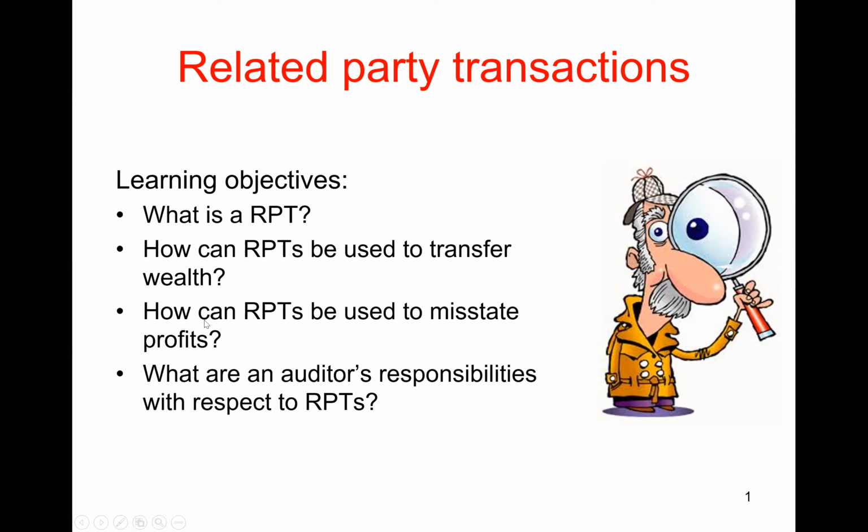And then the second problem is that related party transactions can also be used to misstate profits. Now, sometimes when a fraud occurs, it involves both of these. Sometimes it involves both stealing and misstatement of profits, but it doesn't always involve stealing. Sometimes it can just be a misstatement of profits. So that's why I'm going to distinguish between these two types of problems. Okay, so we'll talk about that.